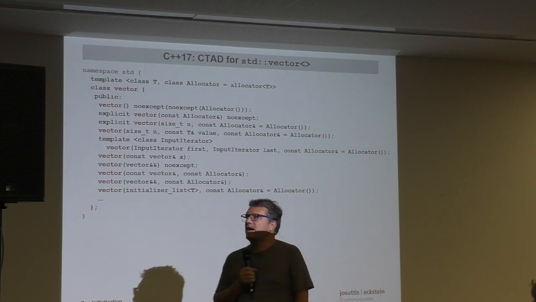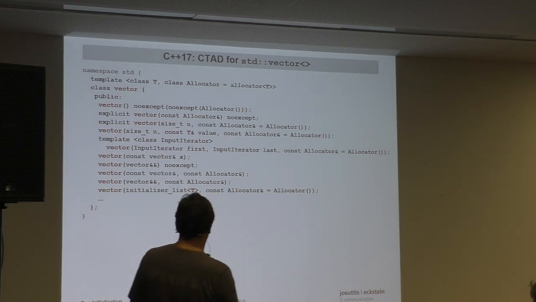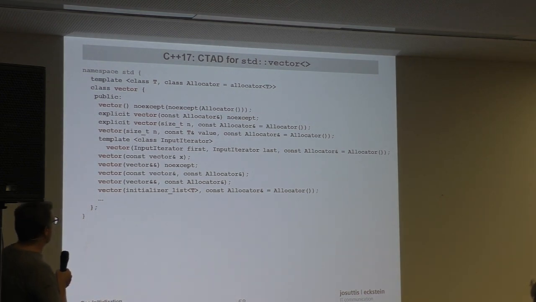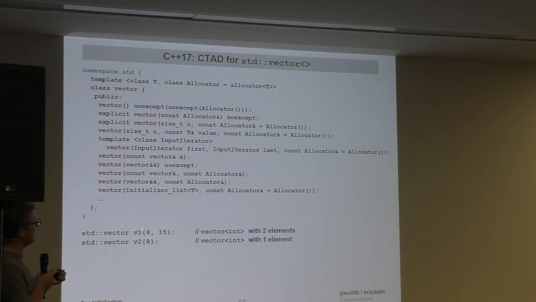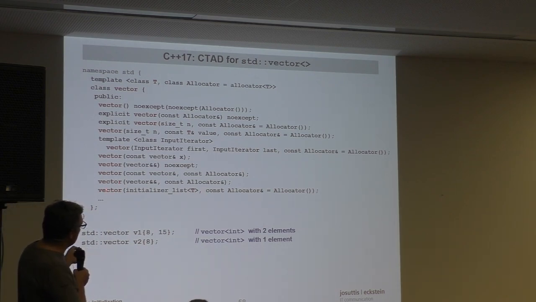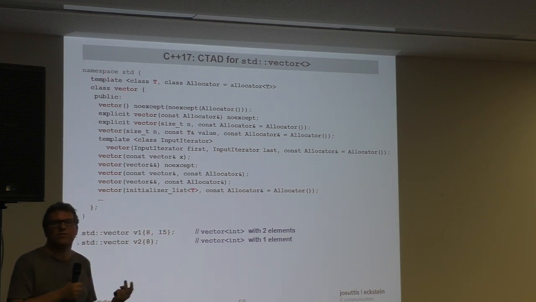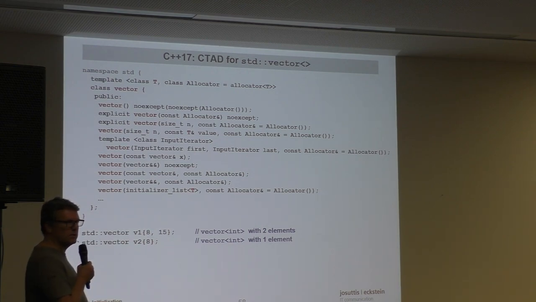So how does it work with vector? Let's look into details in vector here. Vector is our favorite container. So let's look how it works. These are all constructors of vector. And if we declare something like a vector v1 with curly braces 8 and 15, note that we don't say the vector takes ints as elements. We just specify 8 and 15 being ints. This is okay now, because this constructor is called, this constructor says I take an initializer list of t. And because this t is an int, we know now that this is a vector of int. The t can be deduced according to the constructor.